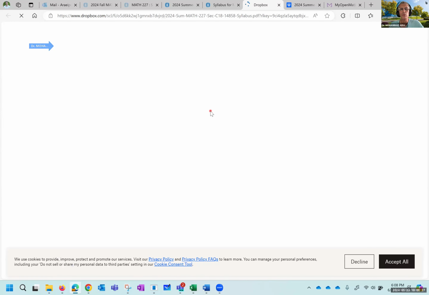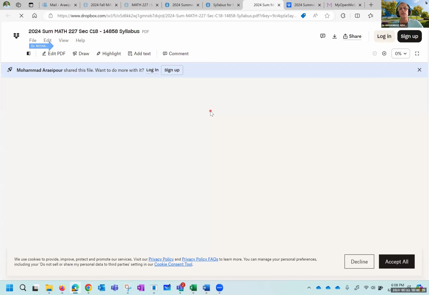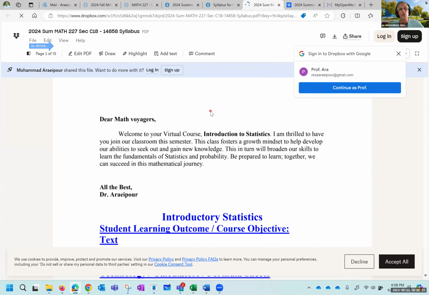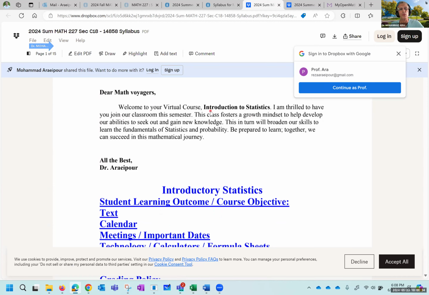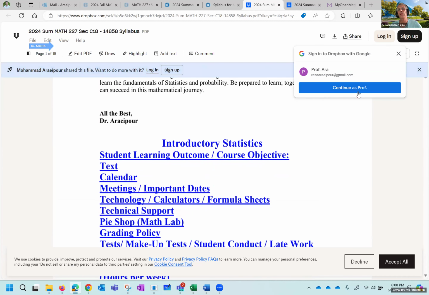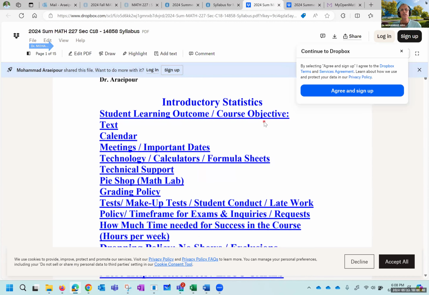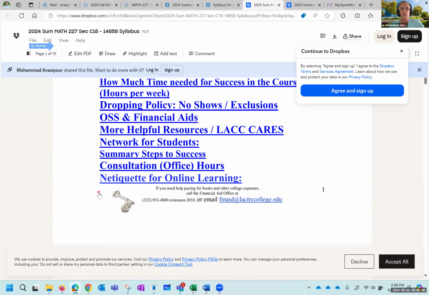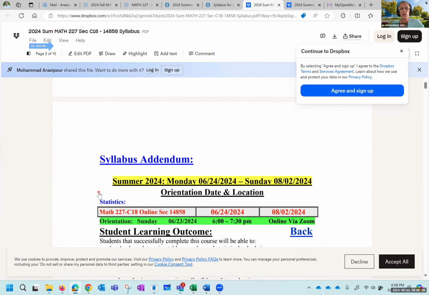Again, you can always go back to this stuff. And nowadays, the syllabi are getting larger and larger. First, I'm welcoming you to the course, and then I put them as topics. So in case it's too much, you can go to a topic of interest. For example, probably the most important topic would be the grading policy. So I'm going to take a couple of minutes to go over each and every one of them pretty quickly. And again, you're more than welcome to go back to them.